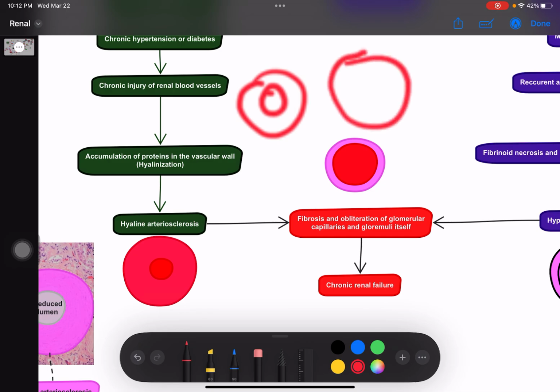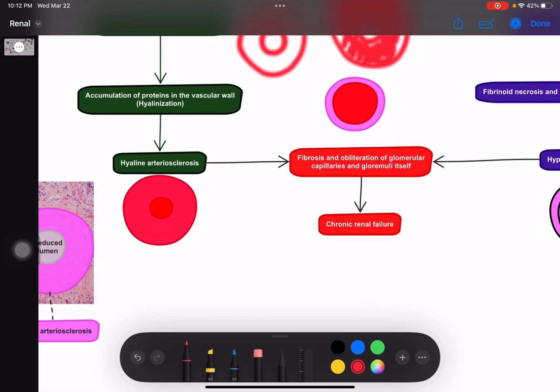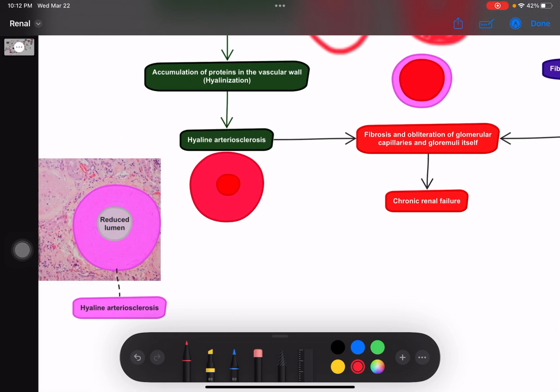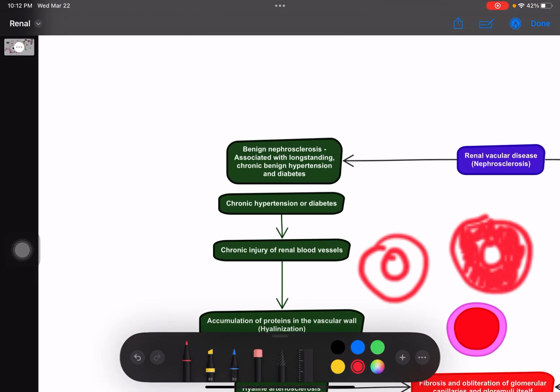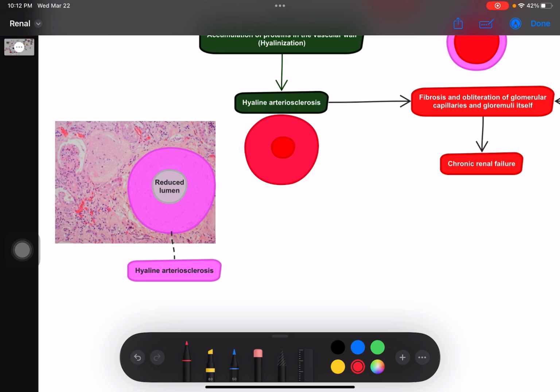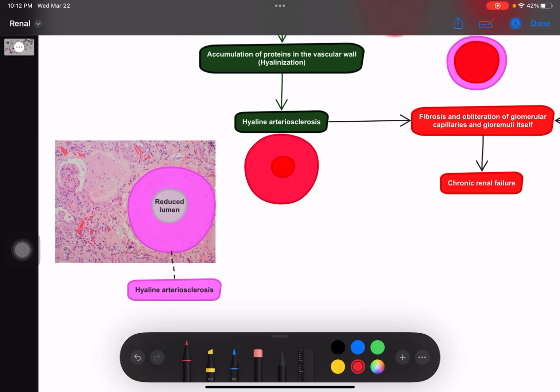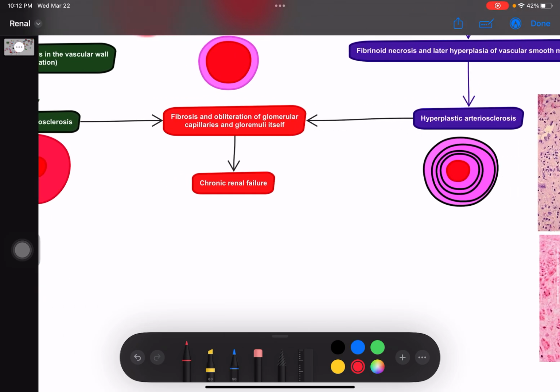If the lumen was like this, it's going to decrease the lumen even farther because there's accumulation of proteins here, right? So it's going to create hyaline arteriosclerosis. So this is called benign nephrosclerosis, hyaline arteriosclerosis, caused by long-standing hypertension, regular hypertension.